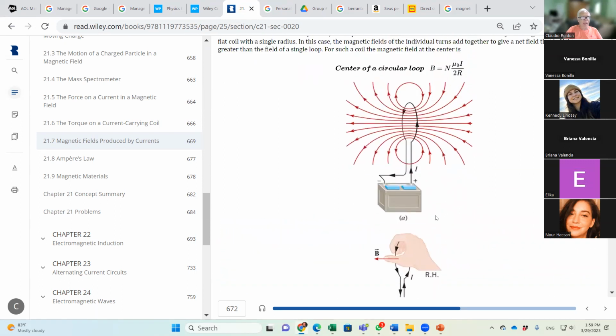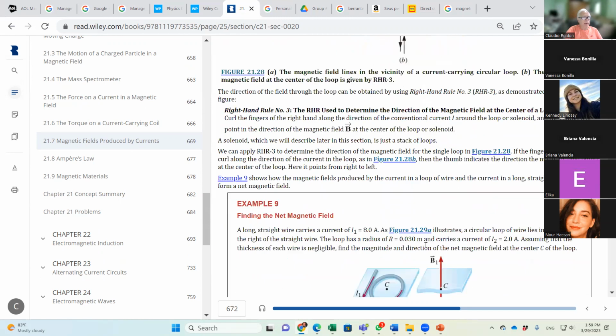Okay, and how do you get the direction of the magnetic field? Again, you use the right-hand rule, right? You rotate your hand in the direction of the current, and the direction of the thumb tells you the direction of the magnetic field. Okay, so different ways of using the right-hand rule to find out the magnetic field.